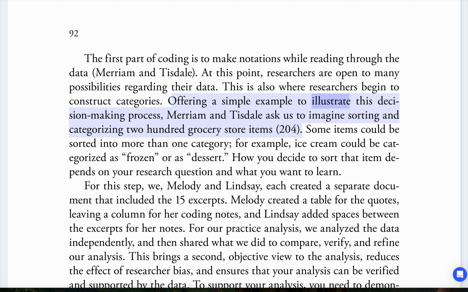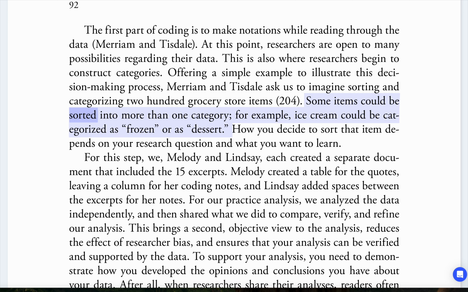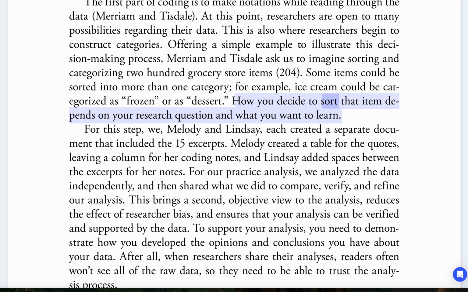Offering a simple example to illustrate this decision-making process, Merriam and Tisdale ask us to imagine sorting and categorizing 200 grocery store items. Some items could be sorted into more than one category. For example, ice cream could be categorized as frozen or as dessert. How you decide to sort that item depends on your research question and what you want to learn.